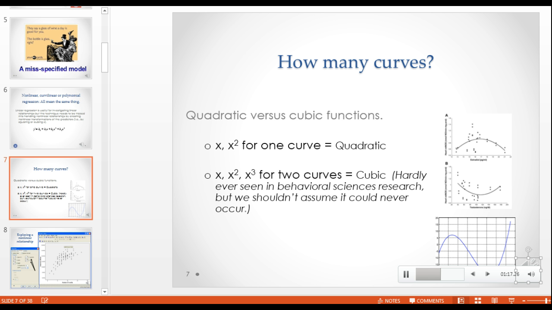Just so you're aware, that's the way that we determine which ones will be used, and that's the difference between those two polynomials. So again, the squared polynomial is the quadratic function, and the cubic, the x to the power of 3, represents a cubic function, which would be two curves.